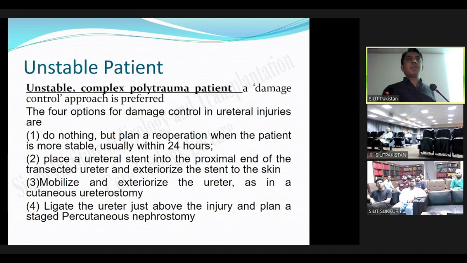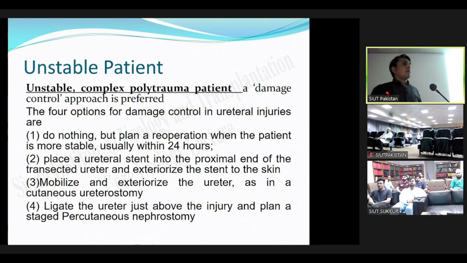The scenario for an unstable patient is different. For a complex polytrauma patient and an unstable patient, it's best to do a damage control approach. And we have four options for an unstable patient. Number one, we will do nothing but plan a reoperation when the patient becomes more stable, usually within 24 hours. The second thing we can do is just put in a ureteral stent.